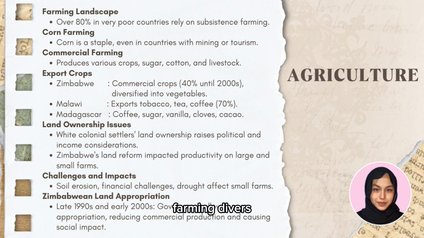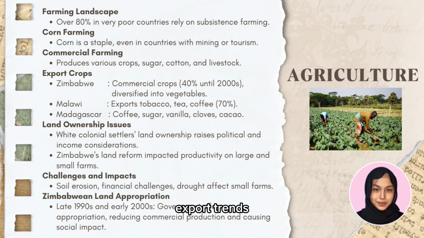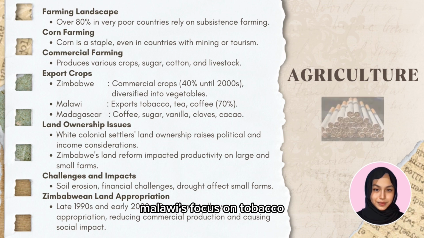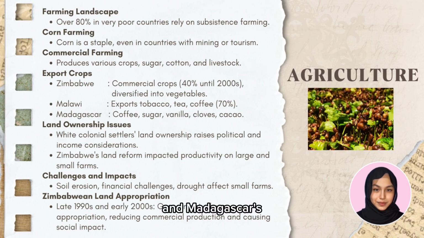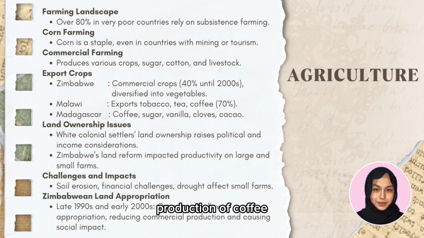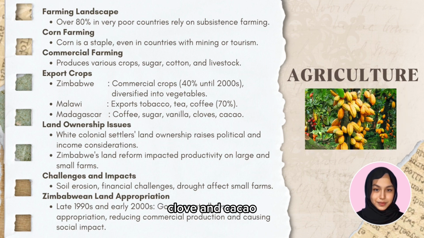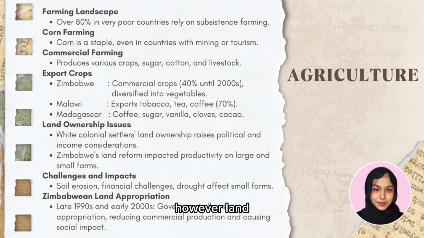South African farming diversified during sanctions, producing various crops. Export trends include Zimbabwe's shift to vegetables, Malawi's focus on tobacco, tea, and coffee, and Madagascar's production of coffee, sugar, vanilla, clove, and cacao. However, land ownership issues impact small farms, and dropping marketing controls benefit commercial farms, leading to land conversion pressure. Zimbabwe's land changes in the late 1990s resulted in reduced commercial production and social impact.